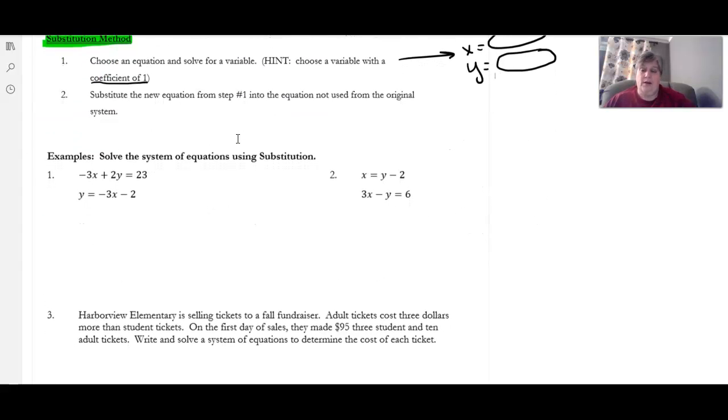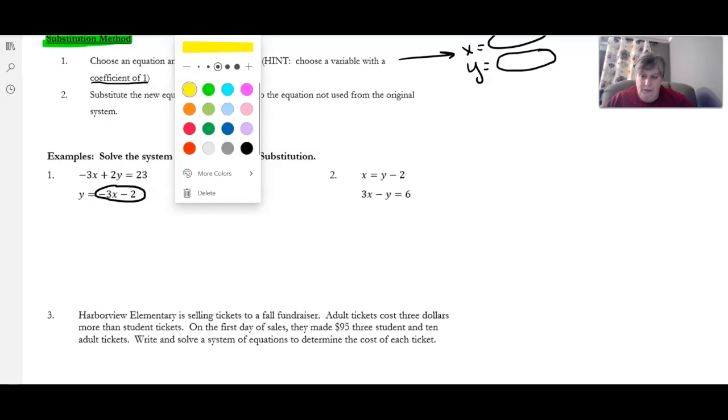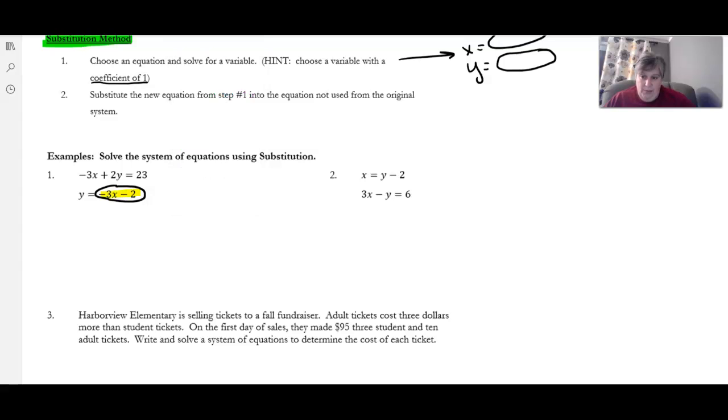Okay, so when we look at number 1, I have 2 equations, and again, you want one of them to be an x equals or y equals. Well, this one is right here, so I'm going to circle this. And what I do is I take what is circled, highlight it yellow. I take what is circled and I plug it in for y. So I'm substituting it in for y. So I'm going to start off by writing the equation, and then instead of y, I'm going to write what was circled.